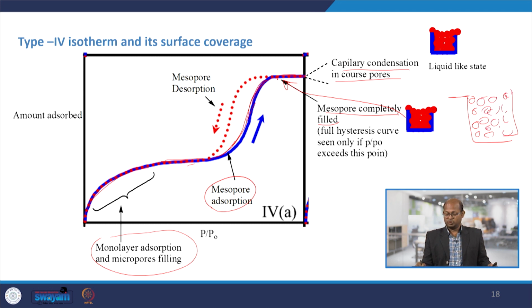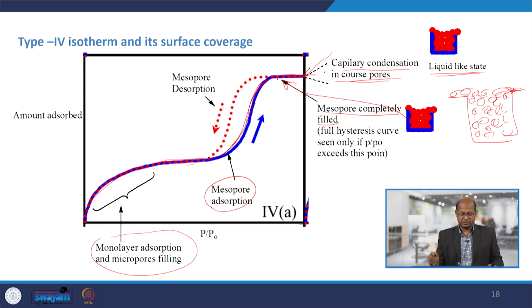After the formation of monolayer and multilayer, all pores are occupied by the nitrogen molecules, and again if we further increase the pressure, then a liquid-like state will form, and you can see capillary condensation at this particular stage. Okay. This is the type 4 isotherm.